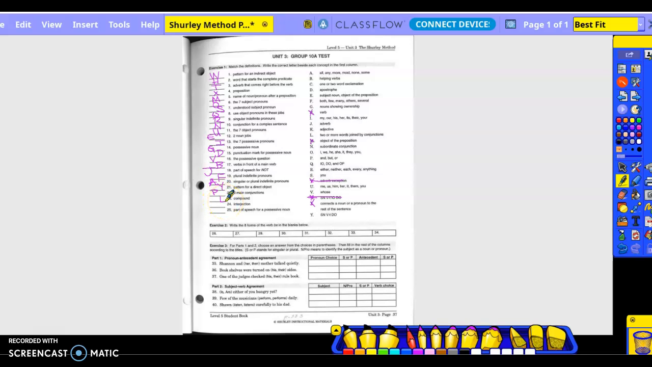Interjection. What is an interjection? The letter C. And then number 25, part of speech for possessive noun. And letter K, an adjective.